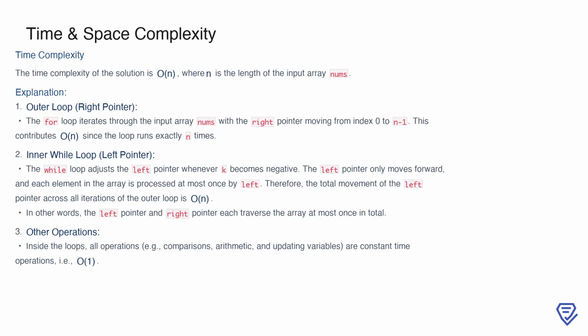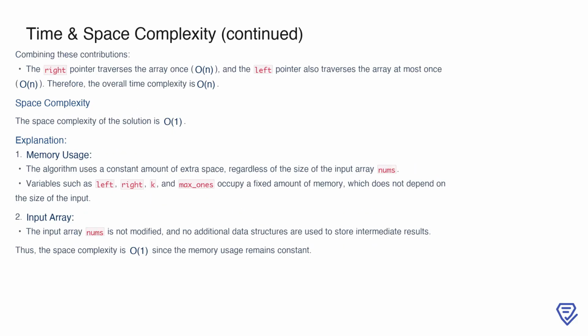Finally, all other operations inside the loops, such as comparisons or updates, are constant time, or O(1). Combining these, the overall time complexity of the algorithm is O(n). Since both the right and left pointers each traverse the array at most once, the total time complexity is O(n).